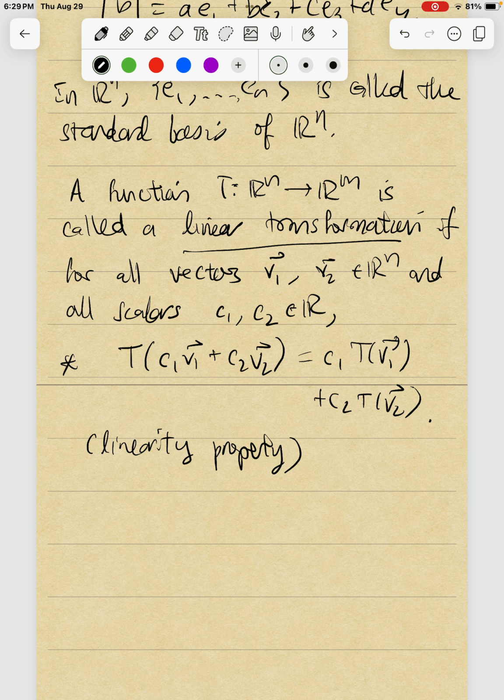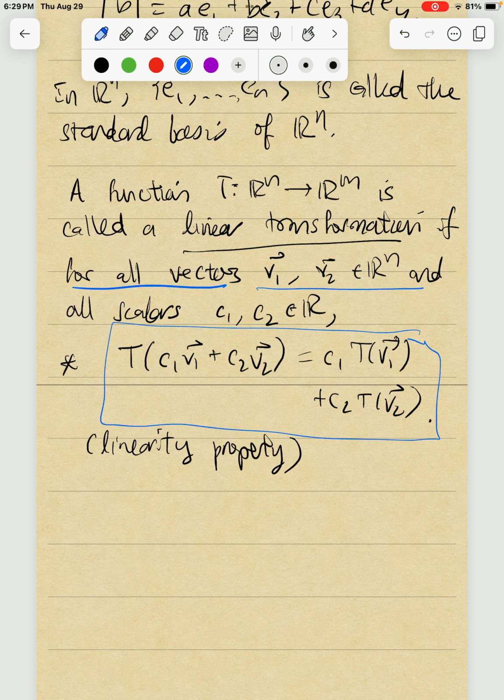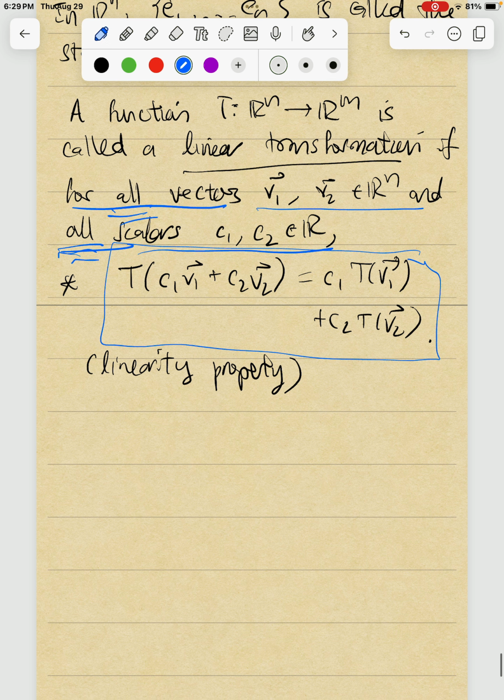So this condition is very important. That this is true for all vectors v1 and v2 and all scalars, emphasis on the word all, scalars c1 and c2 real numbers. And this condition makes the functions restricted in some way, because once you know where it sends E1 through En, then by the linearity, that determines where it sends any vector in Rn. Precisely because any vector in Rn is a linear combination of the E1 through En.